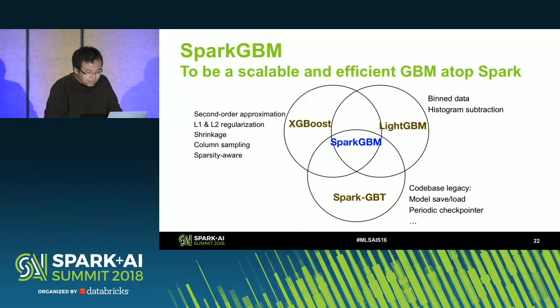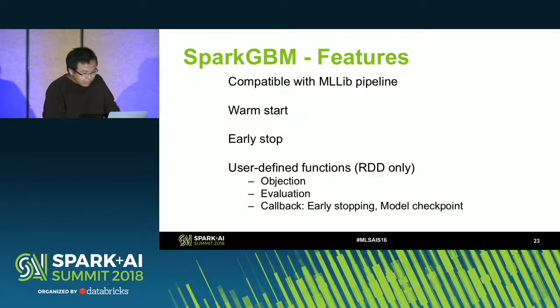It absorbs major features from CounterOnes and adopts Spark as the computing framework. Spark GBM supports both DataFrame-based API and RDD-based API. It is totally compatible with the MLlib pipeline. It supports warm start and early stop. And the RDD-based API also supports user-defined functions like objective, evaluation, and callback.